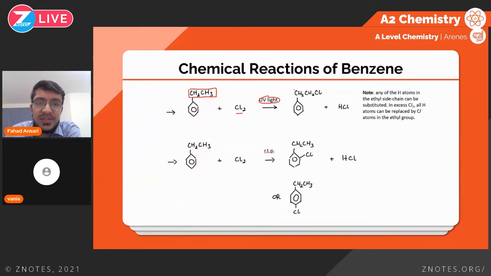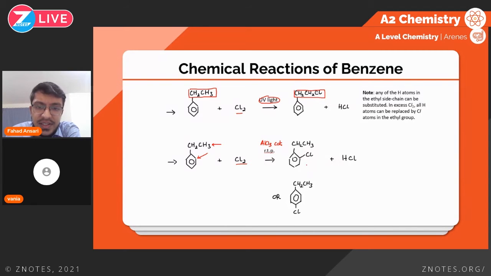So over here, CH2CH3 becomes CH2CH2Cl. That is one example, right? Any number of hydrogen atoms can be substituted, up to the maximum that are present. But if we have room temperature and pressure and we have AlCl3 catalyst, then the chlorine, instead of targeting the side chain, is going to target the benzene ring. Okay? It's going to target the benzene ring.